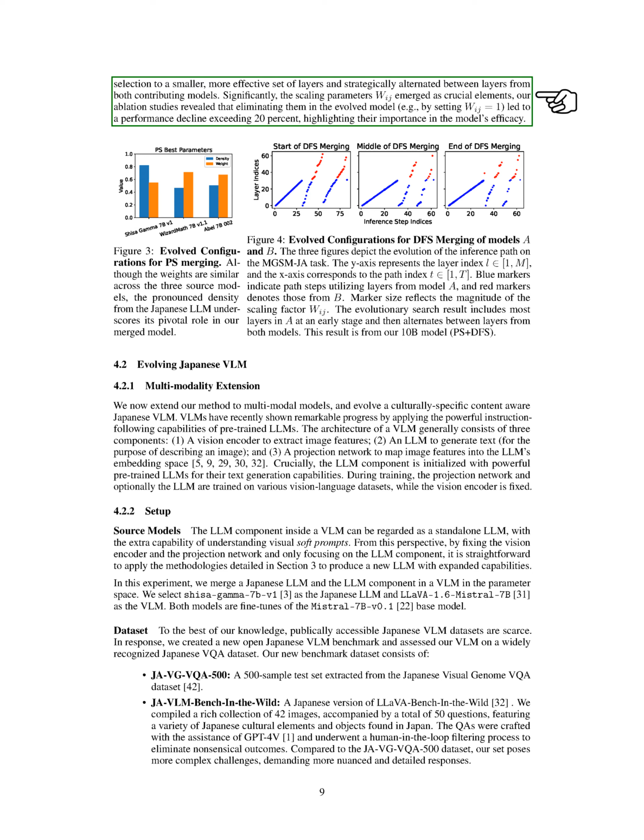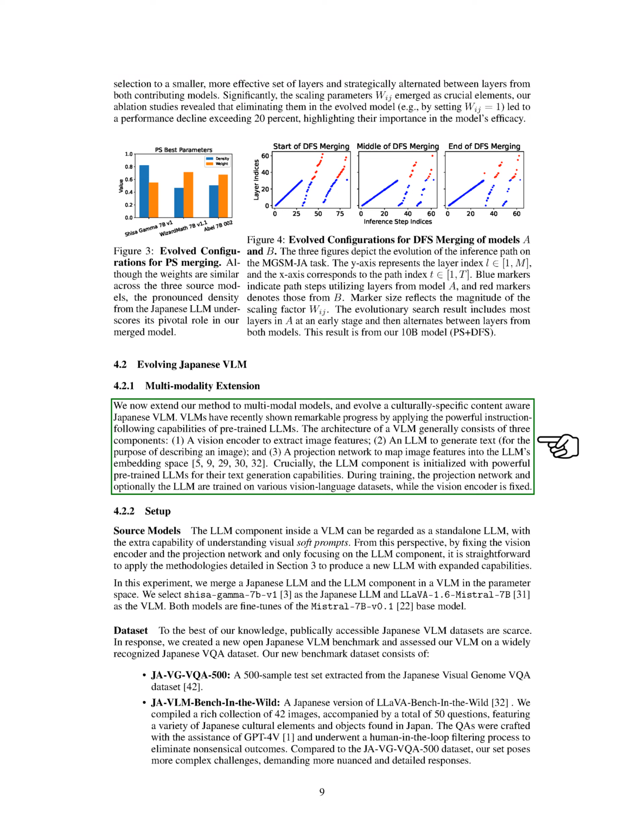Section: Multimodality Extension. In this section, we extend our method to multimodal models and create a culturally specific content-aware Japanese VLM. VLMs have made significant progress recently by utilizing pre-trained LLMs for text generation. A VLM typically consists of a vision encoder, an LLM for text generation, and a projection network to map image features into the LLM space. The LLM is initialized with pre-trained models for text generation.